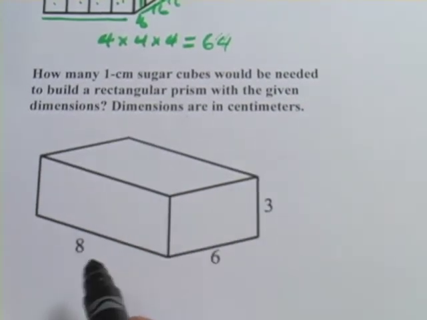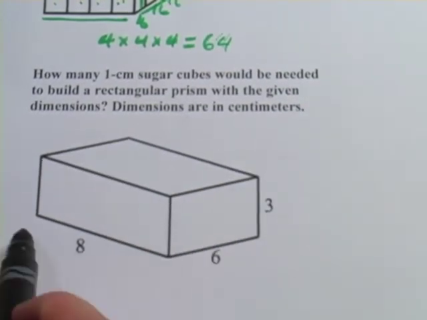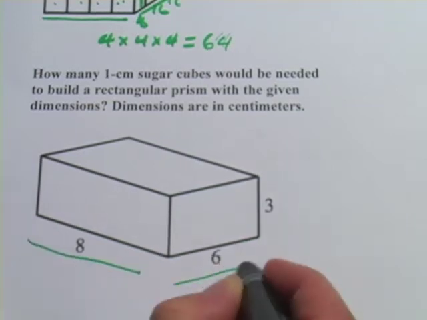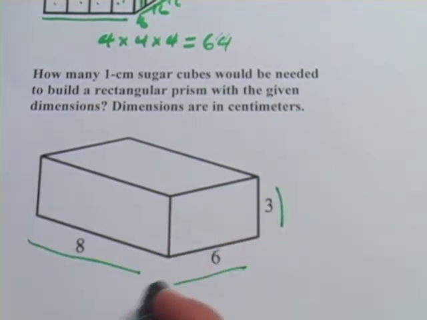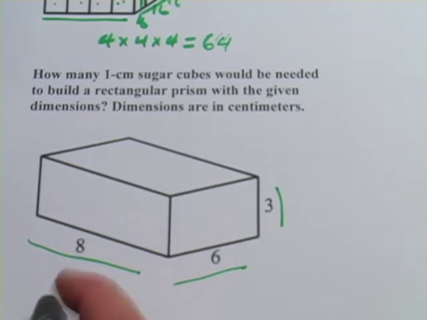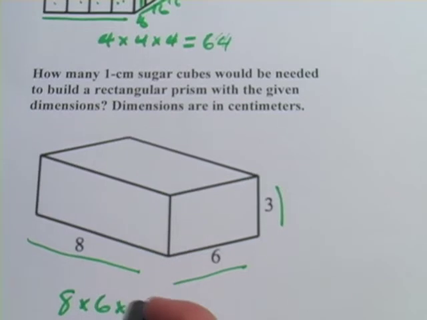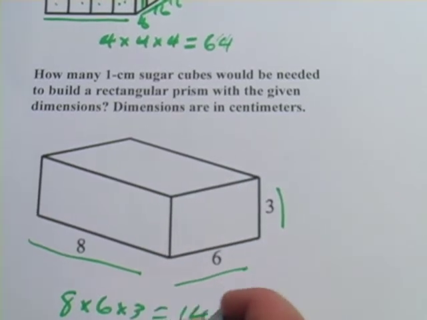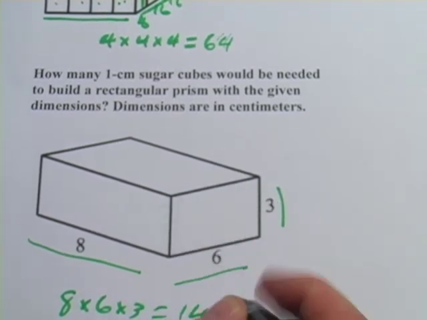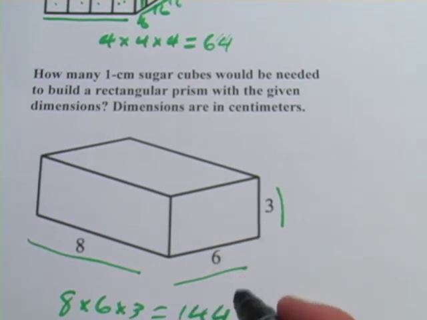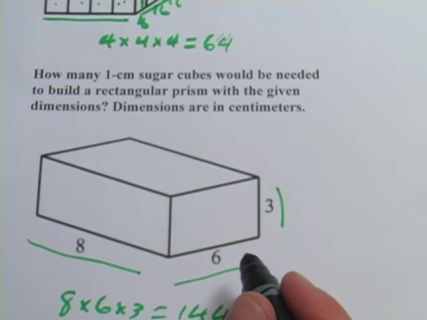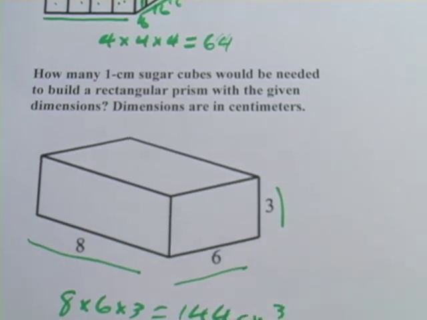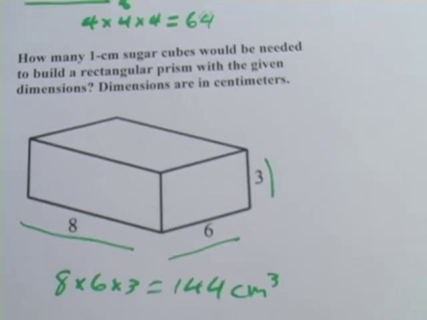So to get the answer here, how many 1 centimeter sugar cubes could fit, we're going to multiply this side by this side by this side, the length and the width and the depth. And that would be 8 times 6 times 3. Plug that into your calculator, and I think you'll get 144. They're asking us how many sugar cubes. It would be 144 sugar cubes. If we wanted to say what the volume of this is, it would be 144 cubic centimeters.